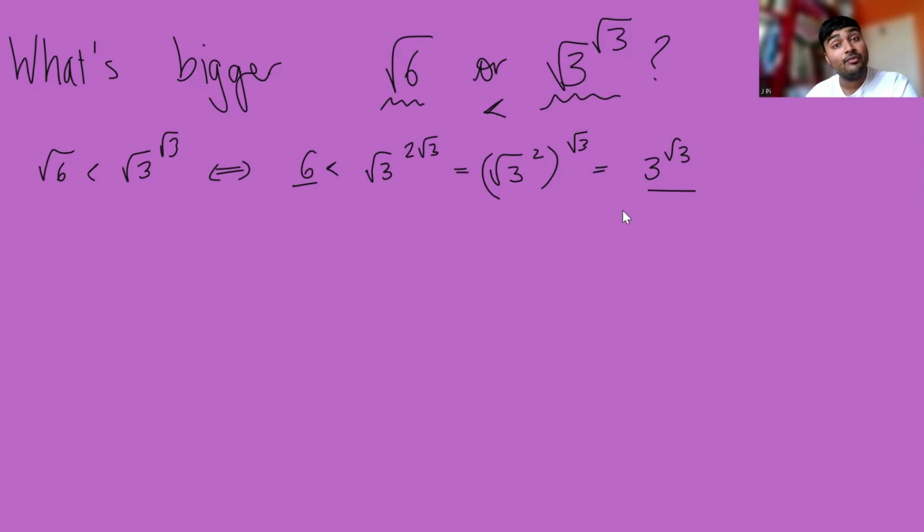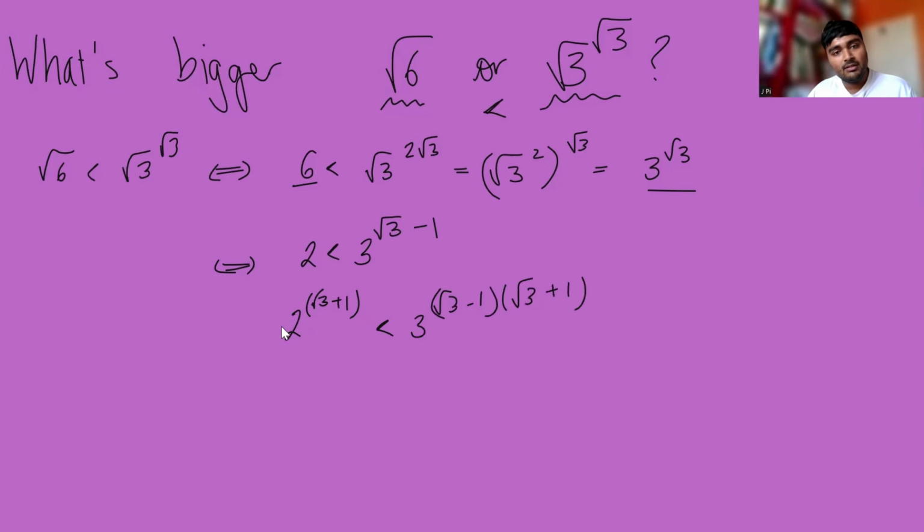Okay, how are we going to do this? Well, firstly, I'm going to divide both sides of this inequality by 3. So if I divide 6 by 3, I get 2. And if I divide 3 to the root 3 by 3, I get 3 to the power of root 3 minus 1. Okay, amazing. Now what I'm going to do is raise both sides to a power. That power is going to be root 3 plus 1. So this is going to be true if and only if 2 to the root 3 plus 1 is less than 3 to the root 3 minus 1 times root 3 plus 1.